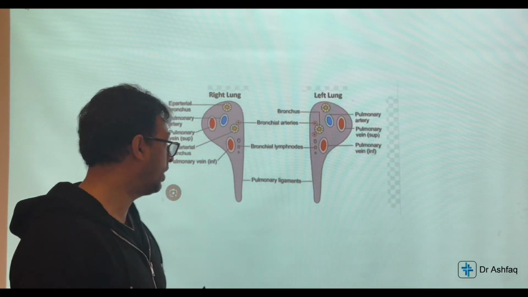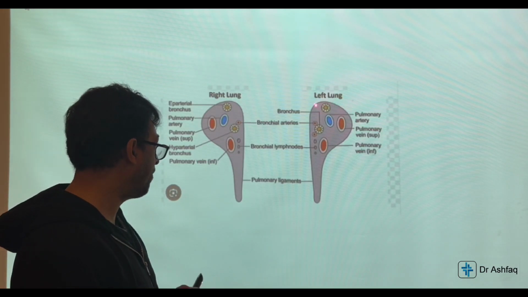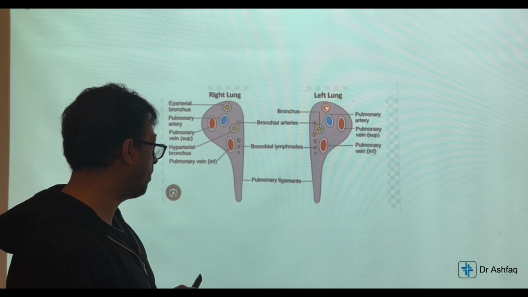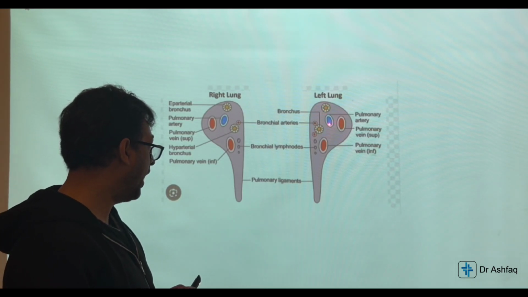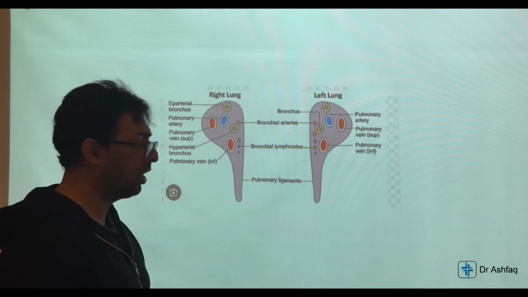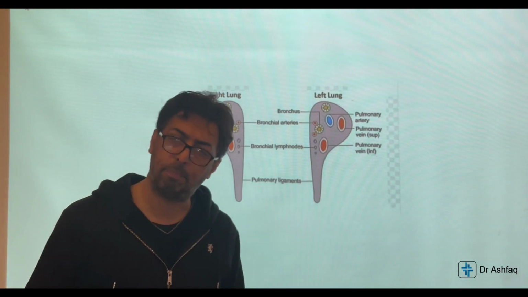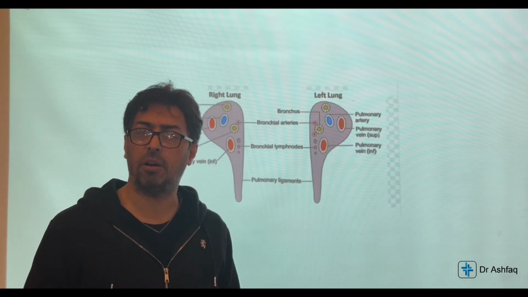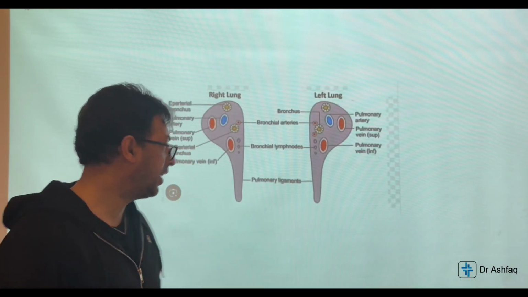Now you compare it with the hilum of the left lung, and you can well see there is no presence of eparterial and hyparterial bronchus. So there is one bronchus over here, and here is the pulmonary artery, and there are the superior and the inferior pulmonary veins. In the hilum you also have the pulmonary plexus of nerves, the lymphatics and the lymph nodes.